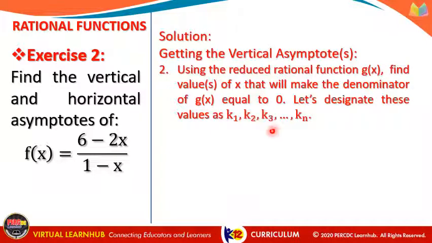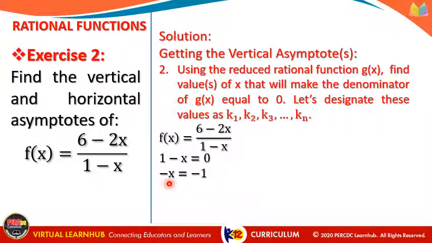So, again, yung function kanina na wala namang pinagbago, hanapin mo yung mga x na magpapa-0 sa denominator. Again, in order to do that, i-equate lang natin yung 1 minus x sa 0. And of course, pag ginawa natin yon, masosolve natin na yung x is positive 1. Therefore, the vertical asymptote of this function is x equals 1.